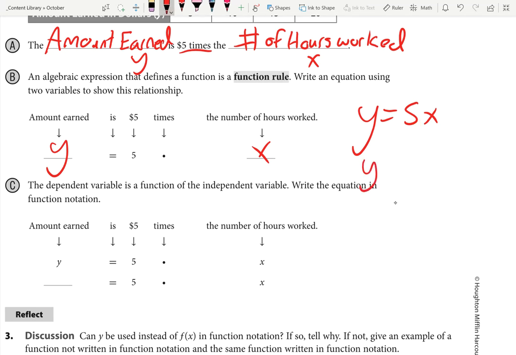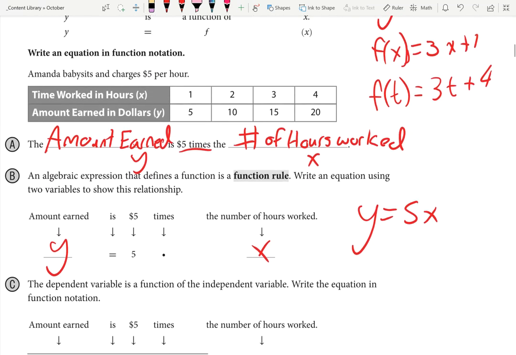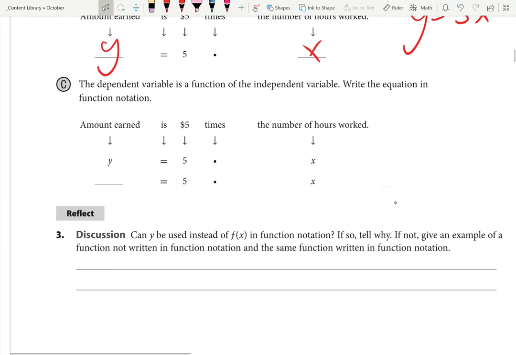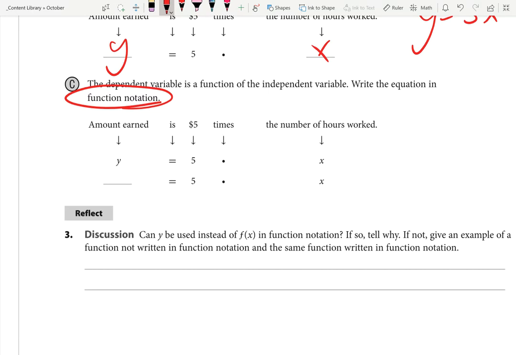Right? And for example, the amount she earns if she worked 1 hour would be $5. The amount she earns after working 2 hours would be $10. Right? So that's where that table comes into play. You can see the x values and the y values you get out. But to put it in function notation, we don't use y equals. We'll write f of x equals. So it's the same thing as y equals, but it's saying a function of x is 5 times x.